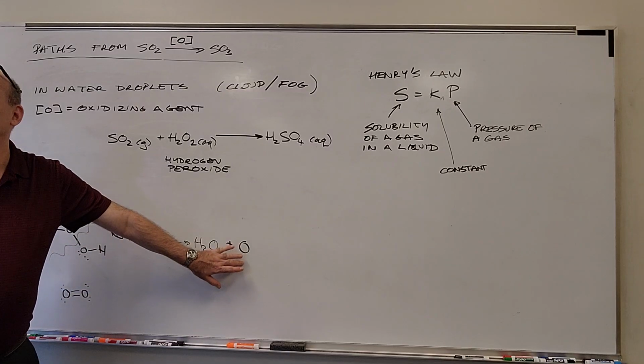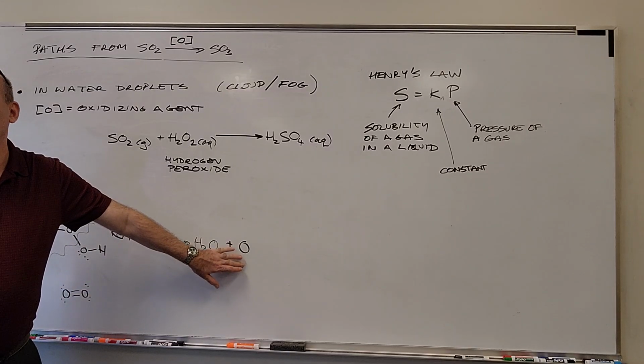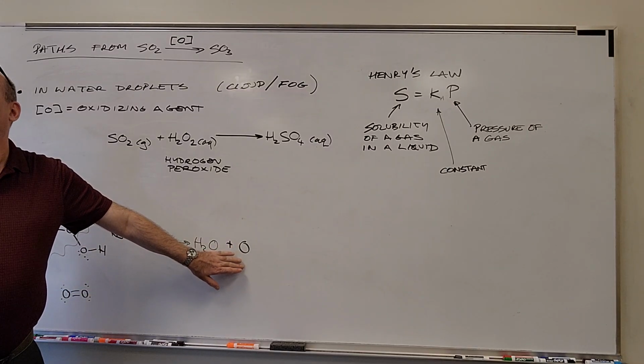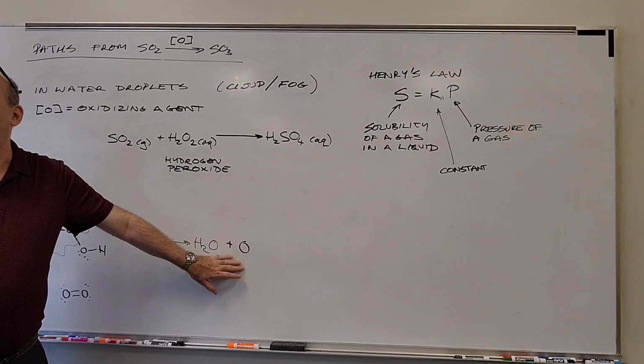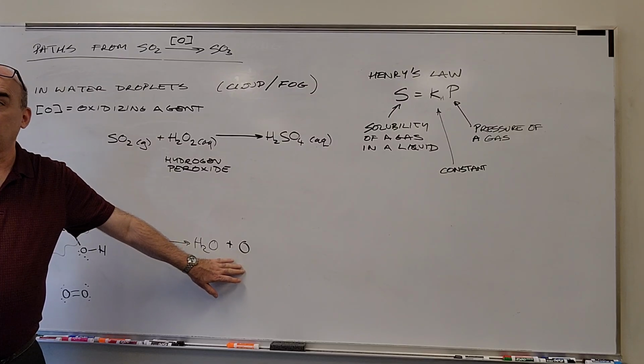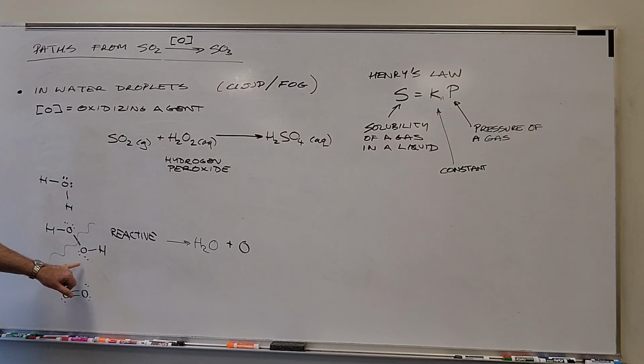This oxygen is going to go off and bind to something new. And the thing that it's binding to is going to discover, oh, I have more bonds to oxygen than I used to have. I've been oxidized. So this is an oxidizing agent. Peroxide is an oxidizing agent.